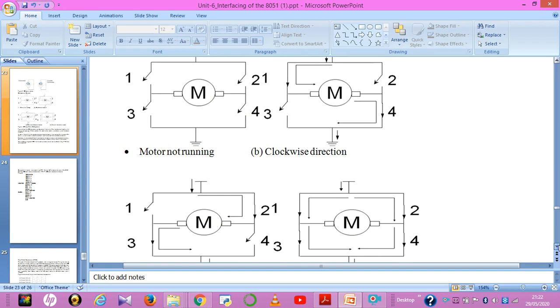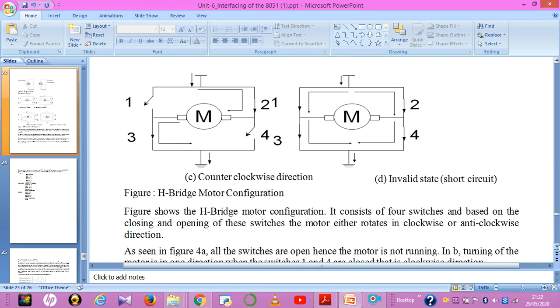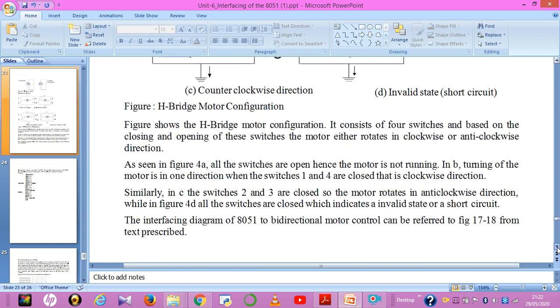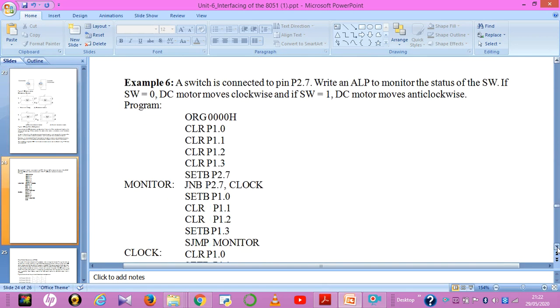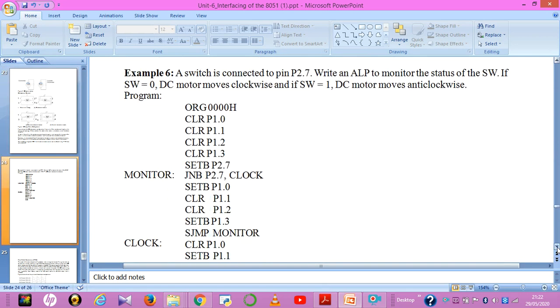Okay, how it is going to rotate in clockwise and anti-clockwise, and which is known as an invalid state or short circuit. After that you can see the example. Again, it depends on the switch status. You are going to write a program for the DC motor to move in clockwise or anti-clockwise. If the switch is 0, the DC motor moves in clockwise. If the switch is 1, the DC motor moves in anti-clockwise direction.